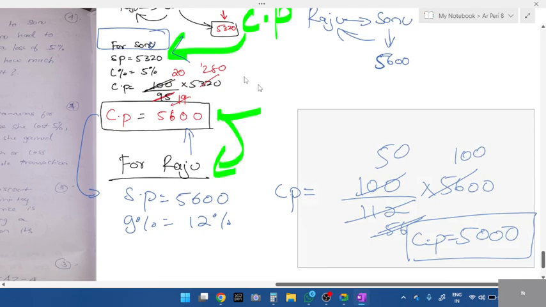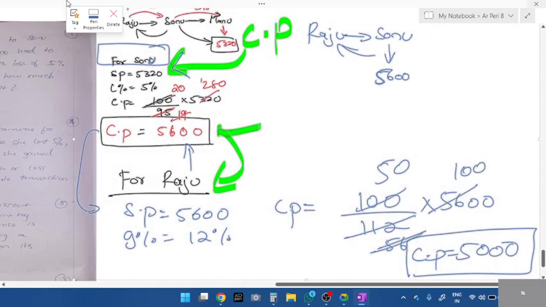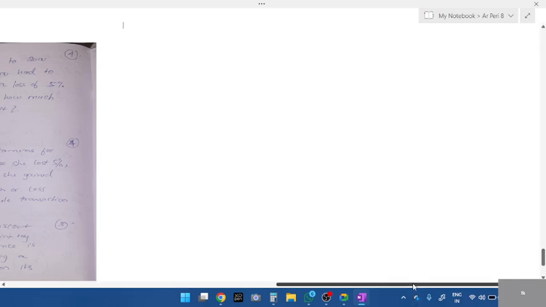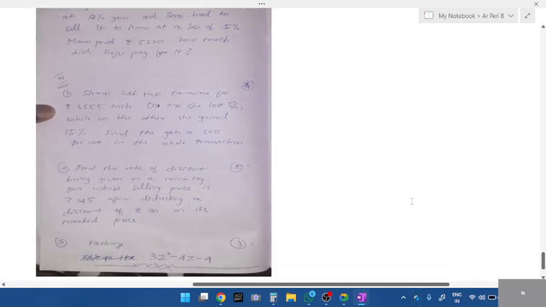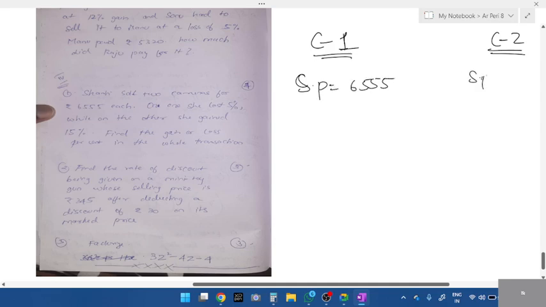Okay. I'll do the next one. Look at the next one. Even this question is a tough one. Fourth one. Shanti sold how many items, students? How many cameras? Camera 1 and camera 2. I'll write C1, C2. Camera 1 for how much? Both are same, right? Selling price is equals to 6,555.